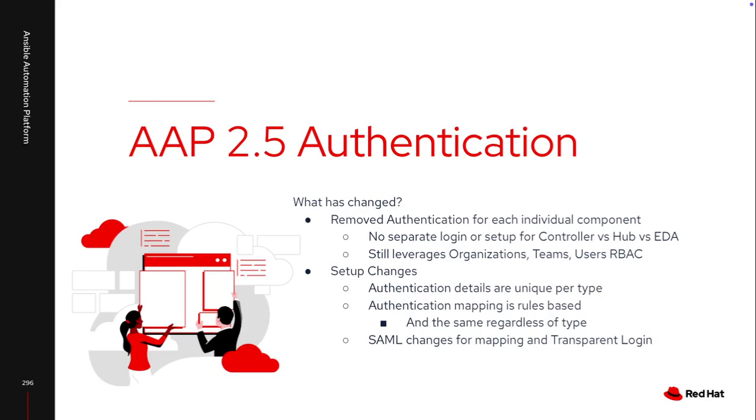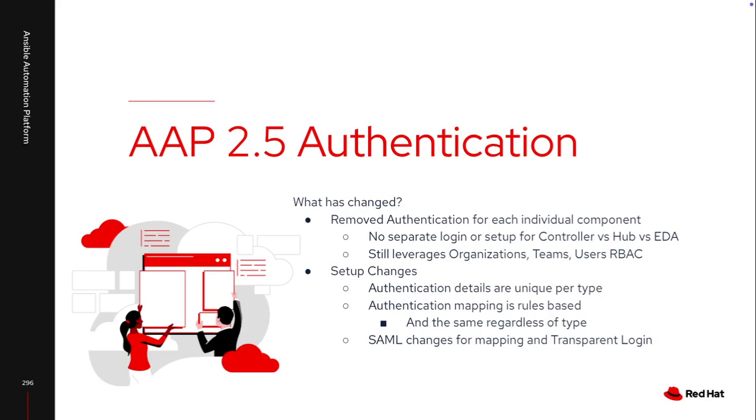This also meant that I had separate organizations, teams, and role-based access control for each individual component. Now that's located in a central place in that platform UI, but I still leverage that role-based access control at the organization, team, or user level. So that aspect of authorization has not changed between 2.4 and 2.5. From a setup perspective, all of this is done via the UI or via config as code.